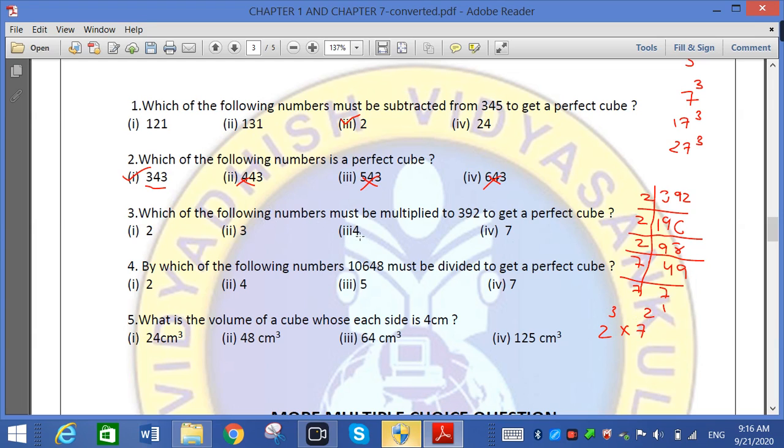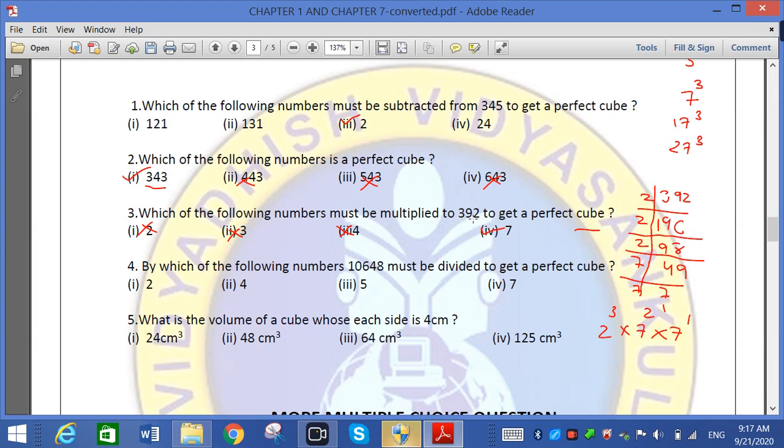To make a perfect cube, always remember the prime number must come 3 times. Here 2 is in the form of 3 times, but 7 is in the form of 2 times. So I have to multiply by 7 to the power 1. So 392 multiplied by 7 makes a perfect cube. 3 and 4 are not possible. So 7 must be multiplied by 392 to get a perfect cube.